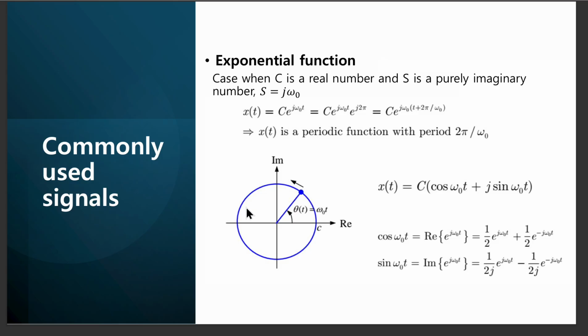Next is the exponential function where C is a real number and S is a purely imaginary number. This represents a periodic function with period T equal to 2π over omega zero. The graph of this function is represented in the complex plane where the real part forms a circle with a radius of and the imaginary part forms. The equation below is the transformed form using Euler's formula.